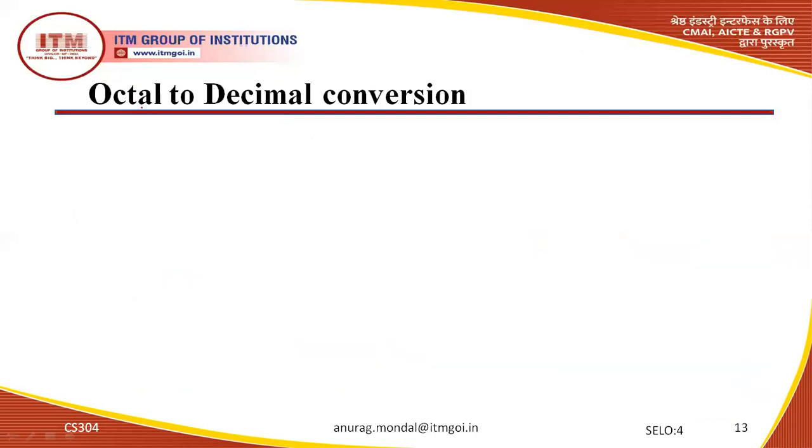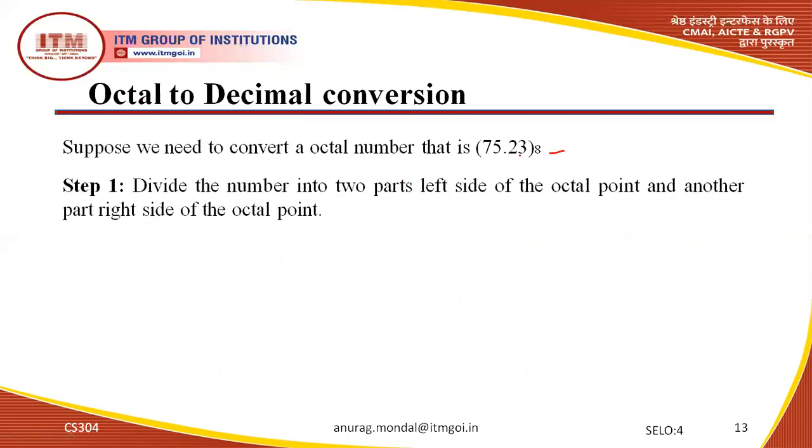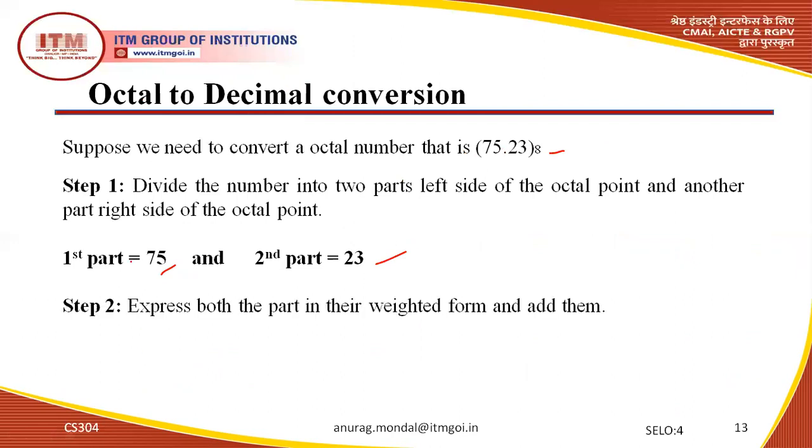Same for octal to decimal, we have the octal number. First step, divide into two parts: the left-hand side of the octal point and the right-hand side of the octal point, but here we don't take the octal point. Same way, 75 and 23. Second step, express everything in octal.